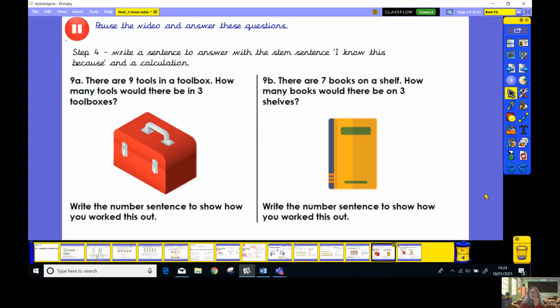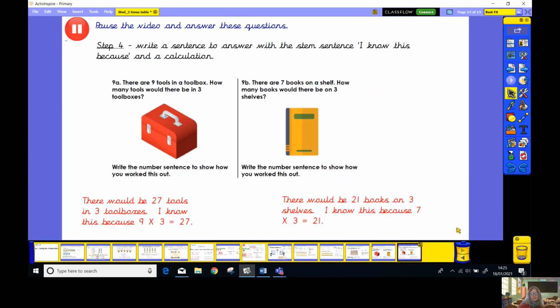Pause the video now and have a go at these 2 word problems. Remember to write a sentence to answer and use the stem sentence, I know this because. Also remember to write a number sentence and or a calculation in your answer to prove you're correct. Well done. Now finally, let's mark our last set of answers. So take a purple pen and mark those now.